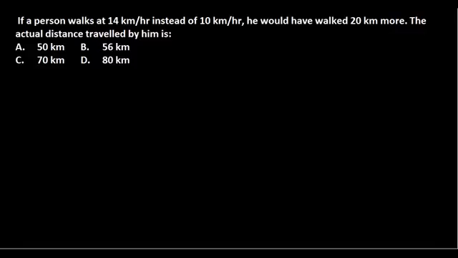Okay guys, now let's solve this problem regarding time and distance. If a person walks at 14 km per hour instead of 10 km per hour, he would have walked 20 km more. The actual distance traveled by him is.